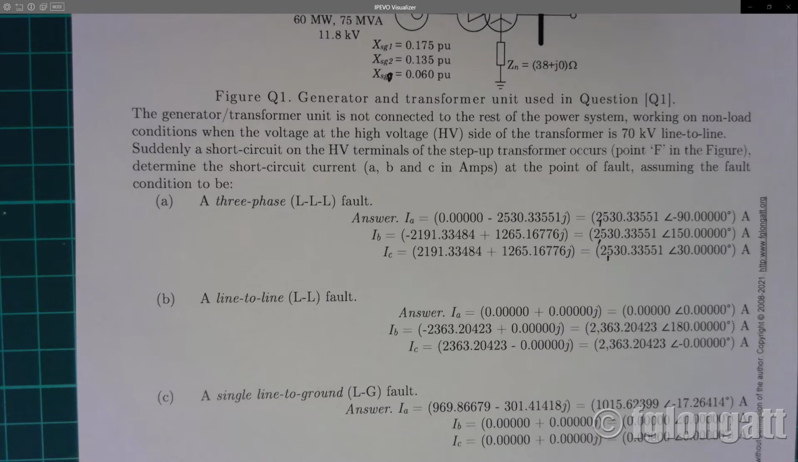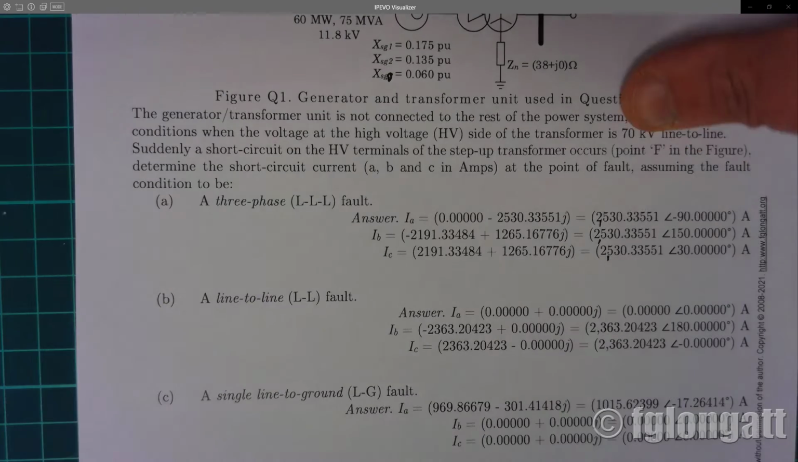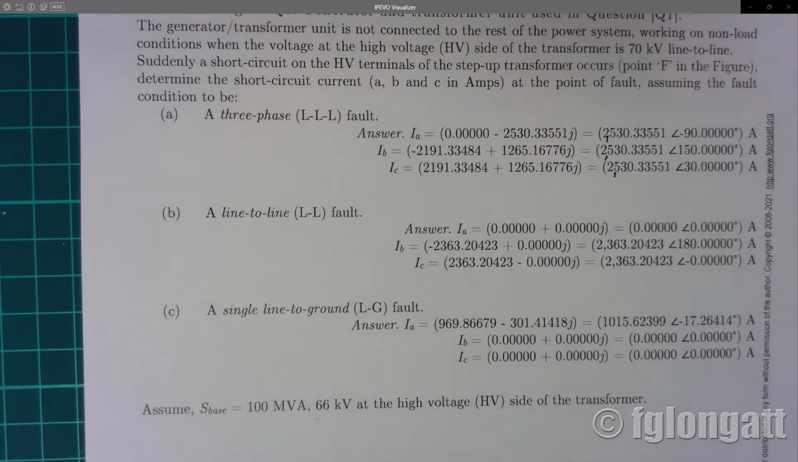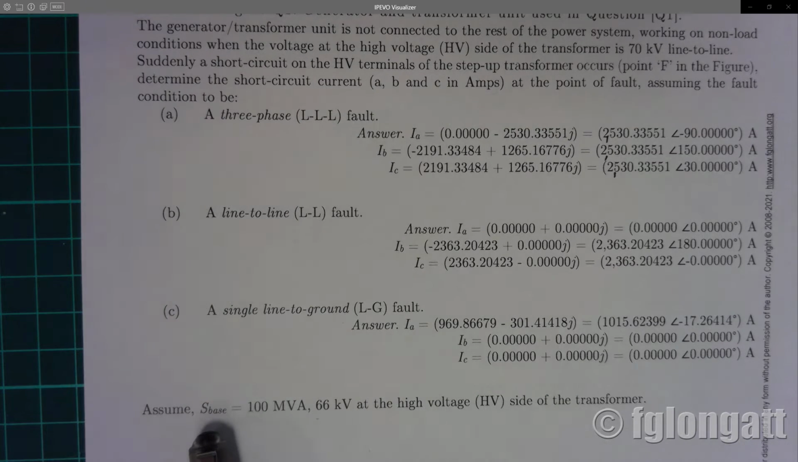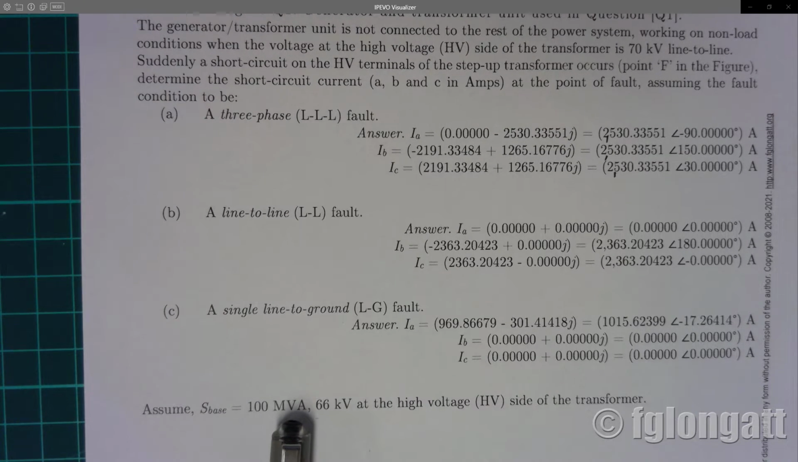There is a very important piece of information here, something that you must be aware of. We are requested to use a specific base for the per unit calculations. In this case, the apparent power base is 100 MVA, and the voltage base is 66 kV at the high voltage side of the transformer. This is just a specific request in order to get the proper per unit values.